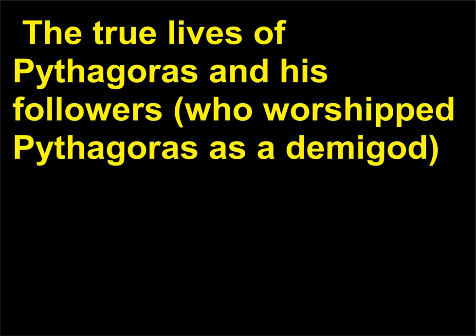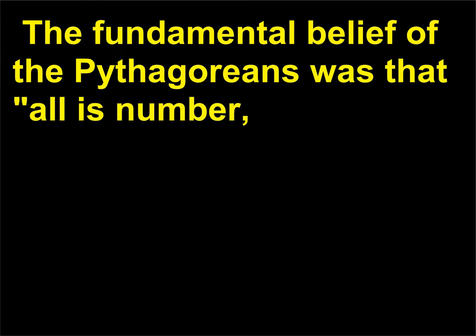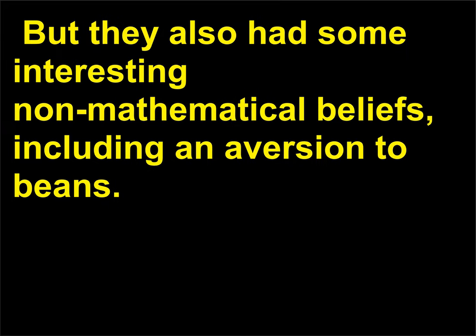The true lives of Pythagoras and his followers, who worshipped Pythagoras as a demigod, are a bit of a mystery, as they followed a strict code of secrecy and regarded their mathematical studies as something of a black art. The fundamental belief of the Pythagoreans was that all is number, or that the entire universe, even abstract ethical concepts such as justice, could be explained in terms of numbers. But they also had some interesting non-mathematical beliefs, including an aversion to beans.